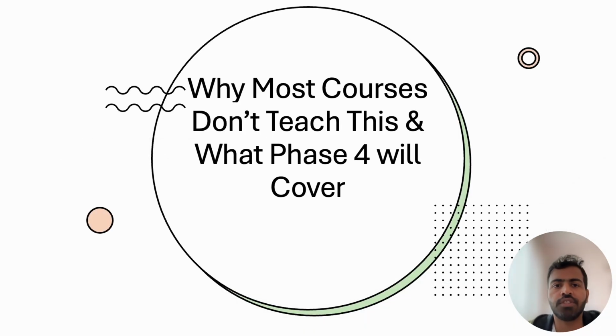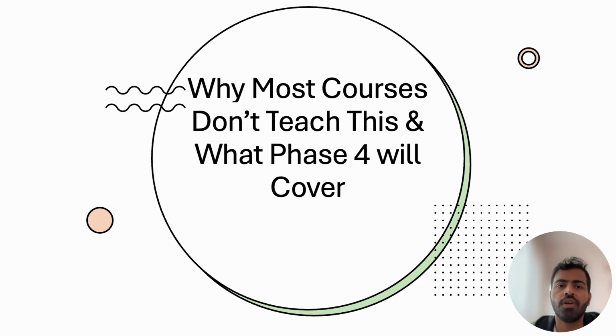So many courses stop at notebooks. They teach models, not systems. That is why learners feel unprepared in jobs. But phase 4 exists to fix this gap. In phase 4, we will learn how machine learning works in real systems.